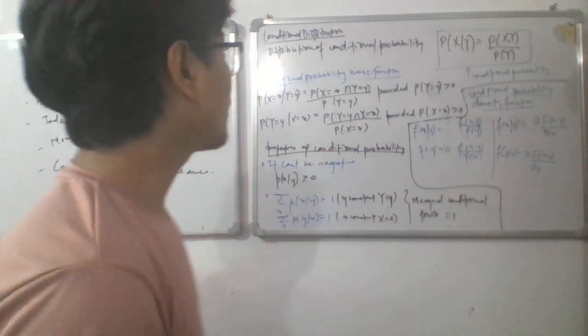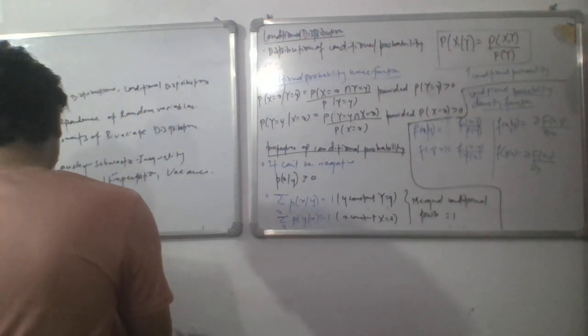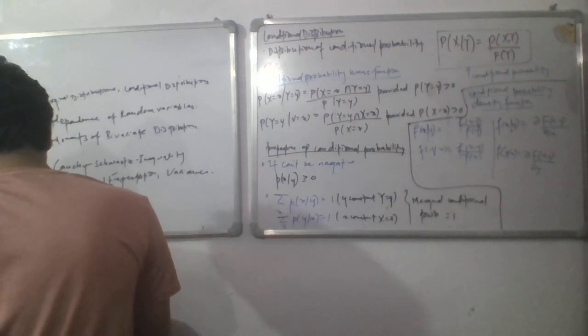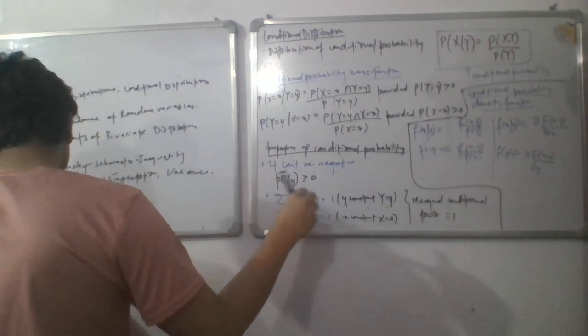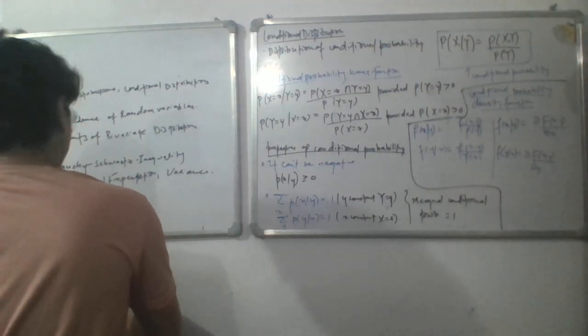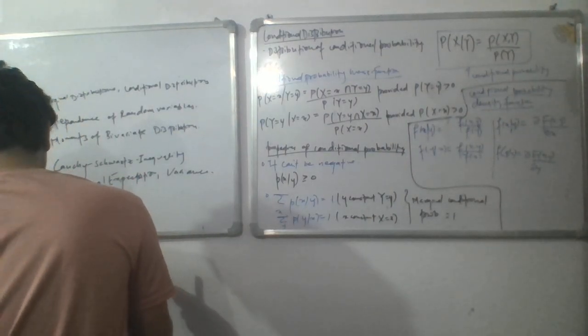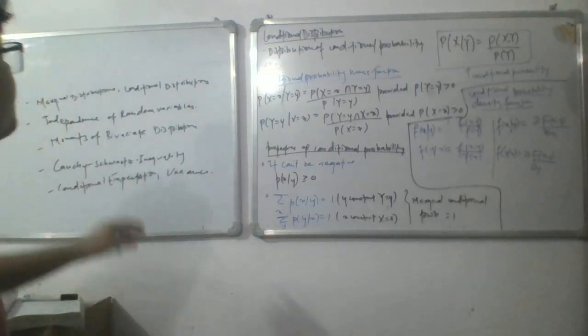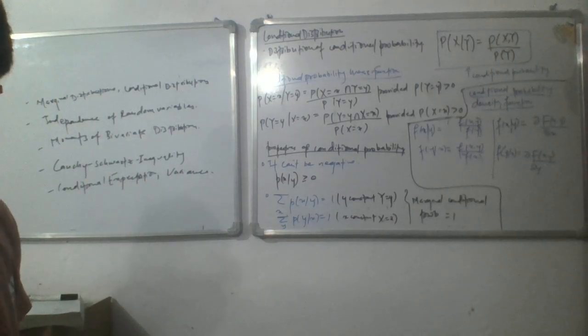So this is about the conditional distribution, and now we have to discuss a theorem defined on a similar topic, that is conditional distribution. And after that theorem, we will see the independence of random variables.